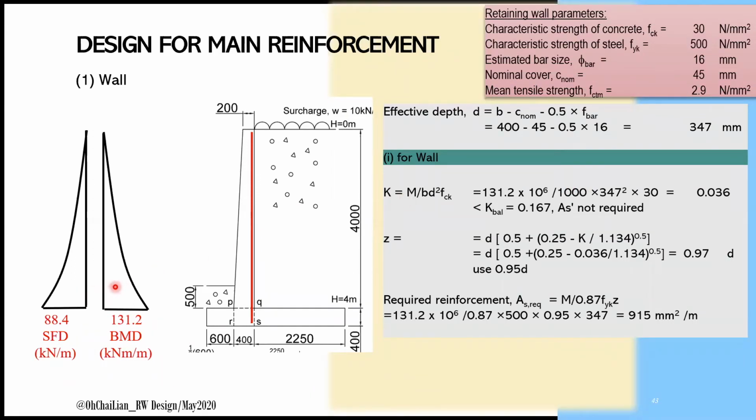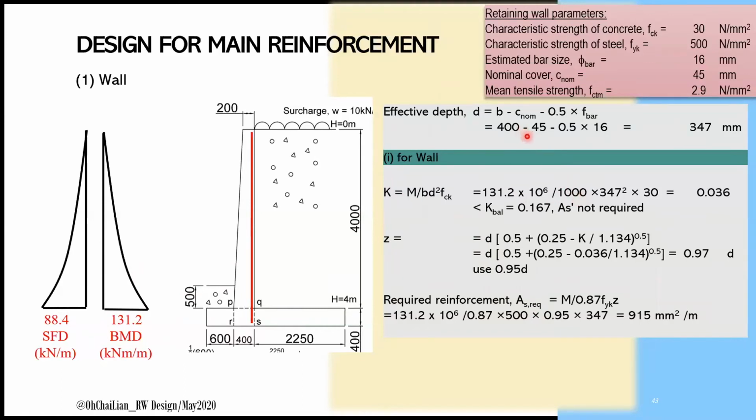The design of main reinforcement can be done using the slab procedure outlined in Eurocode 2. The procedure includes the determination of K, Z, and AS using the shown equations. The equations for K require inputs such as M, which is the moment taken from analysis result. Since the wall is designed per meter run, the width B is taken as 1 meter.